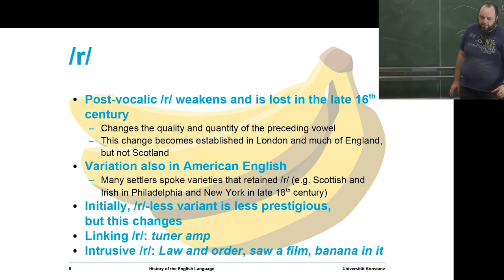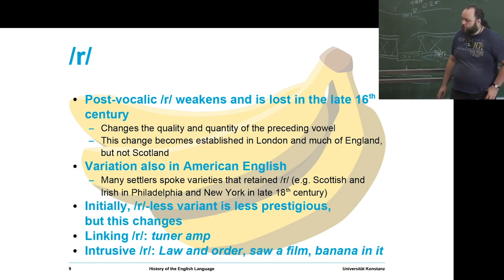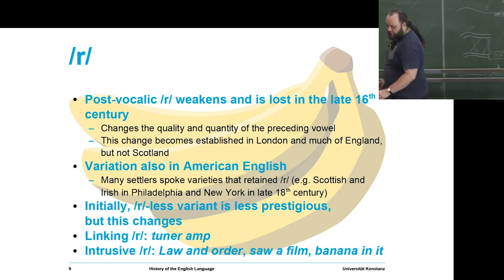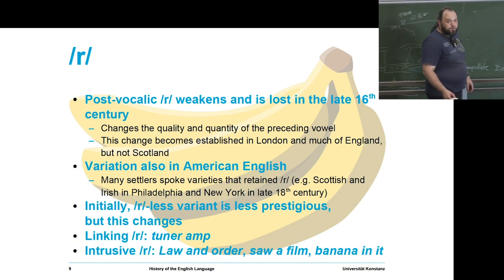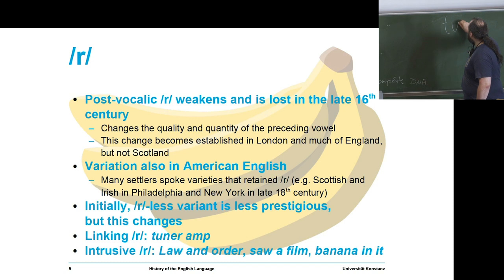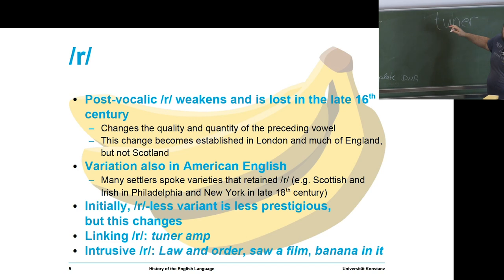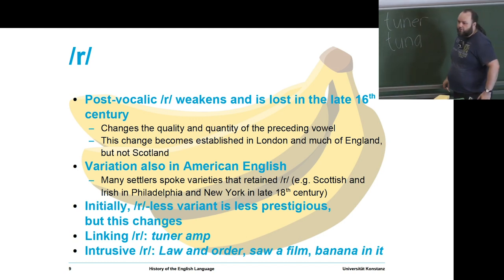There's one environment in which the R is not lost. So in a word like tuner, as in a piano tuner, or here we've got a tuner ramp. So here, this is a tuner written like this, right, which is something or someone that does tuning. And then there's another one, this, which is a tuna fish, right? For me, these are the same. I pronounce them exactly the same, tuna.